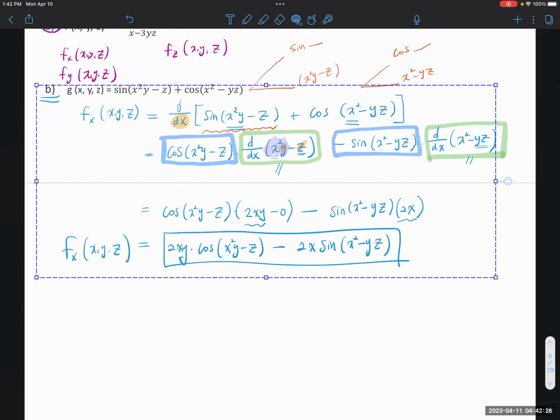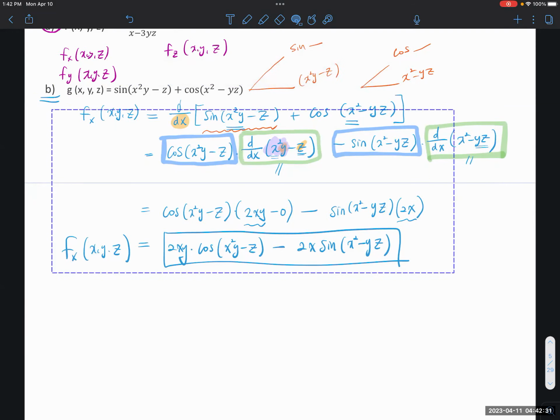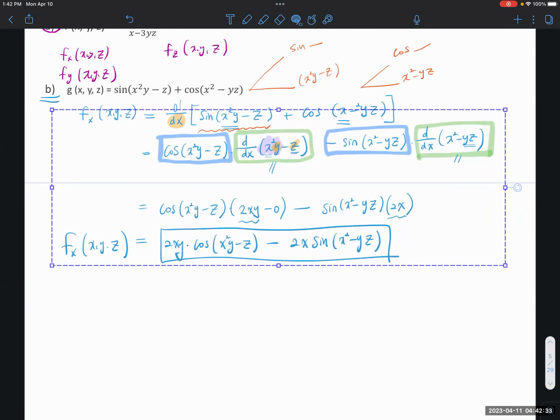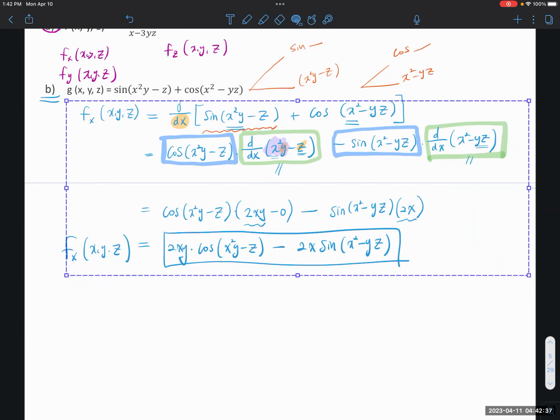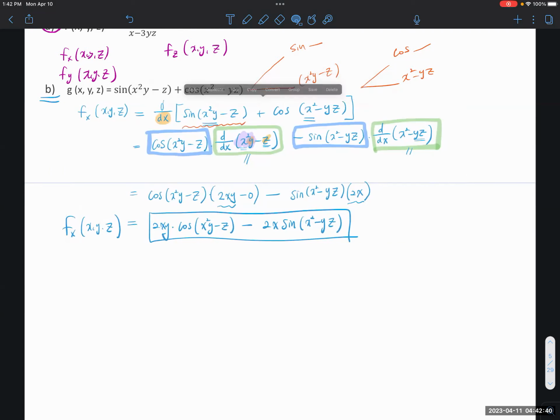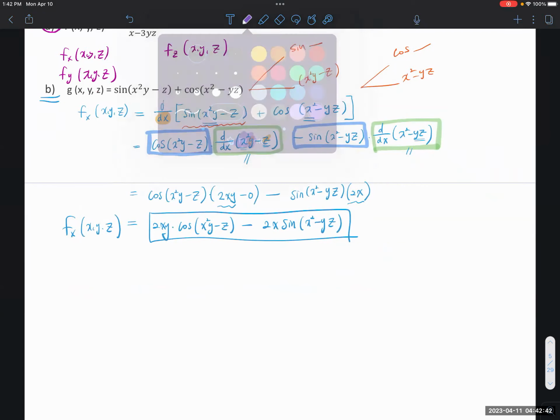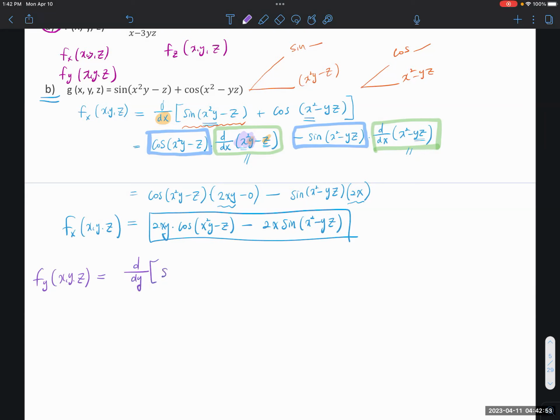As we know, we need to continue. Sorry, what happened? So I'm going to minimize a little bit. So we are actually going to the second one, f sub y of x, y, z. We are taking the partial derivative with respect to y. So what happened? d dy of the same function, sine x squared y minus z plus cosine x squared yz.